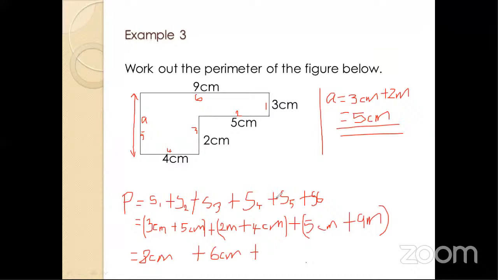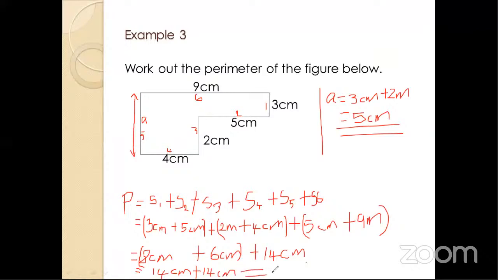Then 5 plus 9? Jordana, also you can talk. 5 plus 9 is 14 centimeters. Very good. Okay, so you add for me 8 plus 6. 8 plus 6 is 14. Then 14 plus 14. 14 plus 14 is equal to 28 centimeters.